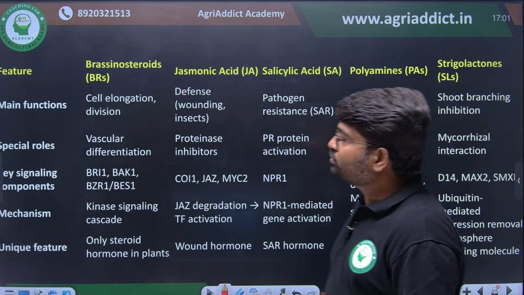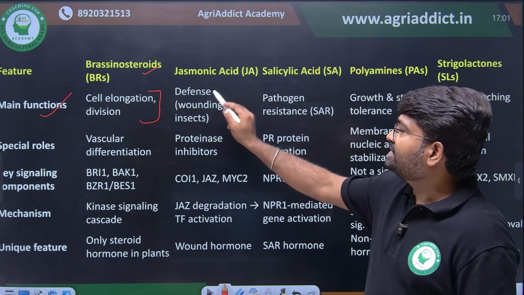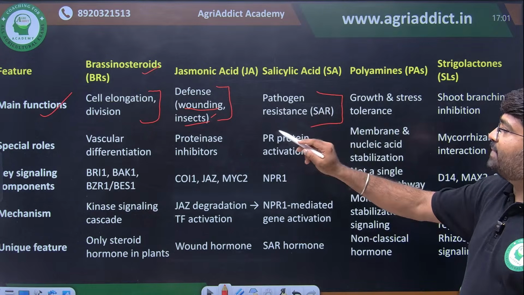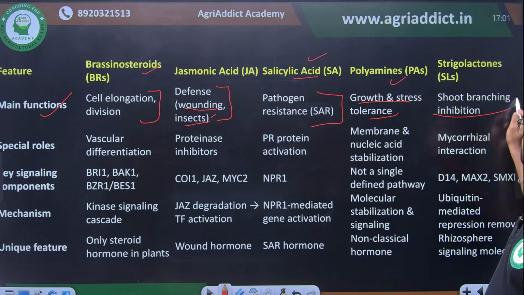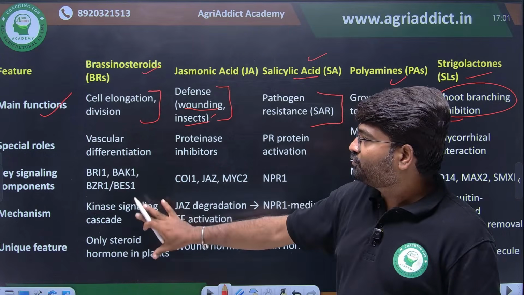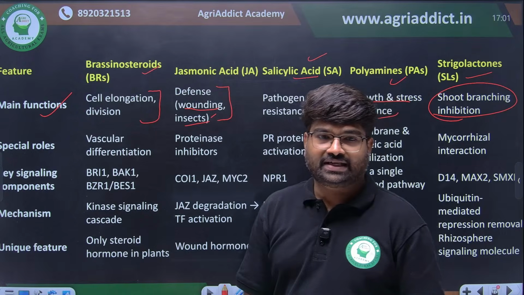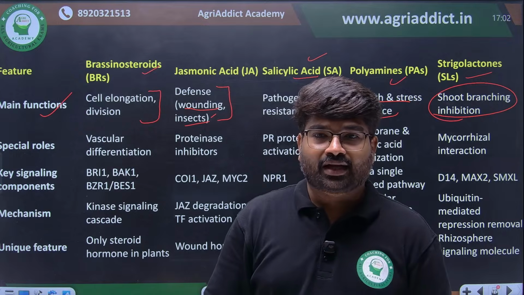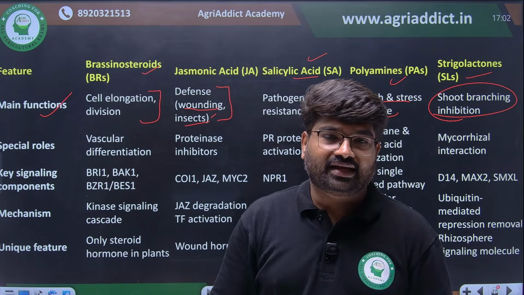And another most important thing, the major functions: cell elongation and division, brassinosteroids; jasmonic acid, particularly wounding and defense; salicylic acid, pathogens and SAR response; polyamines, this we already discussed; inhibiting shoot branching is strigolactones. Then I have given the unique features and major specific roles of each and every minor plant hormone. You just go through this one. This is highly sufficient for covering the plant hormones. You don't need to go on reading VK Jain or Taiz and Zeiger.